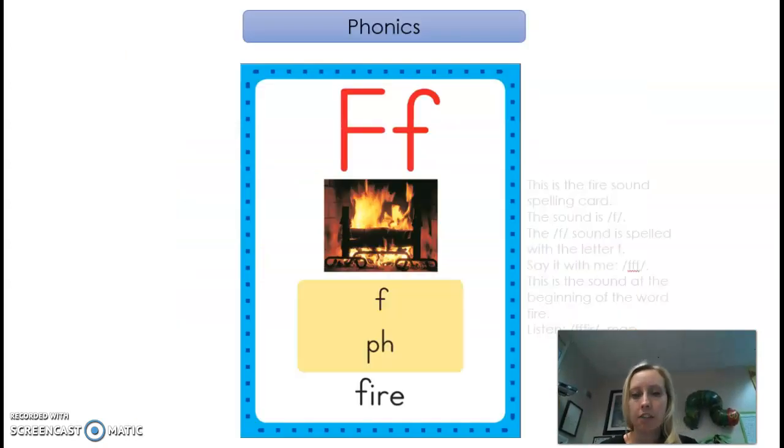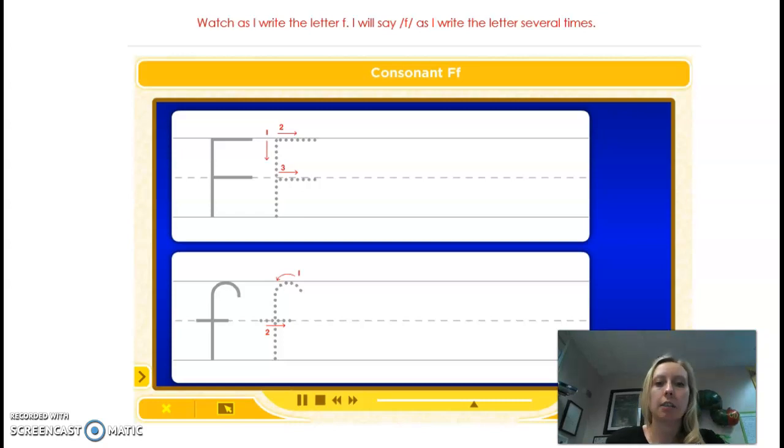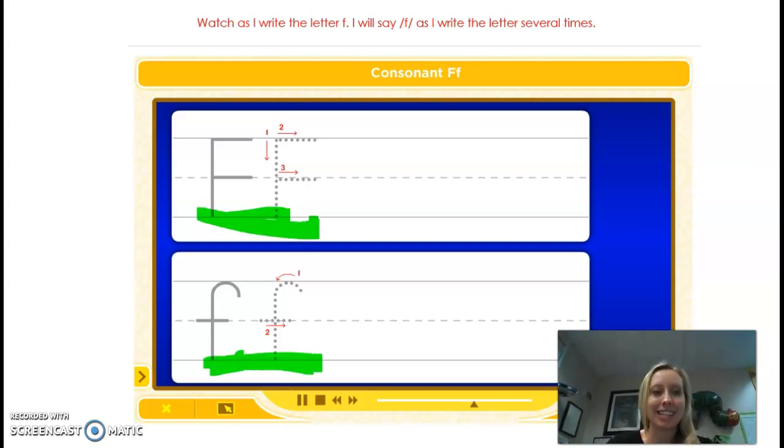So we'll move on to the fire card. So this is the fire card. And the sound for this is f, f, fire. In kindergarten, they would teach you f, f. So this is uppercase and lowercase f. The name is F. The sound is f. Okay, and once again, Miss Turner will be going over the way to write capital F and lowercase f.